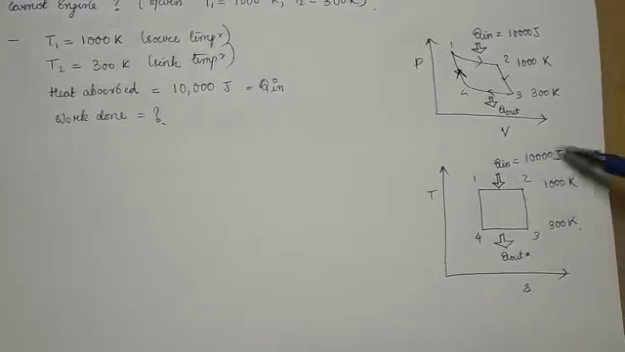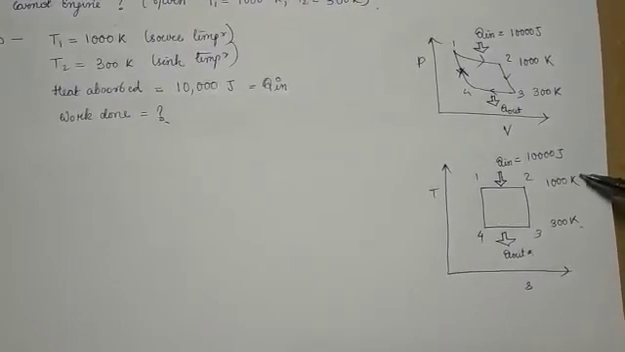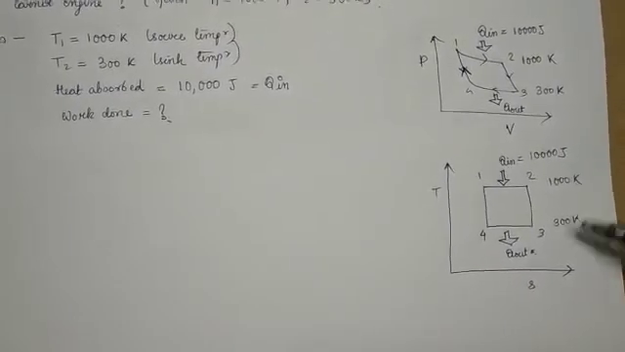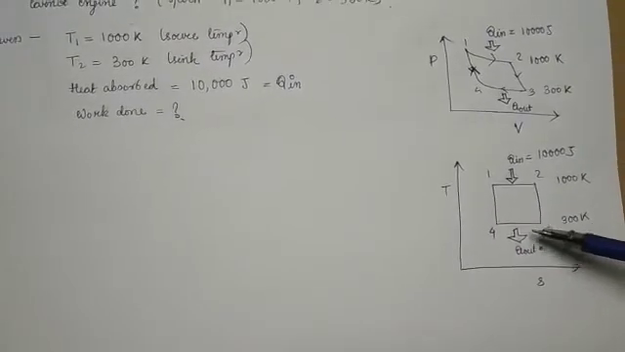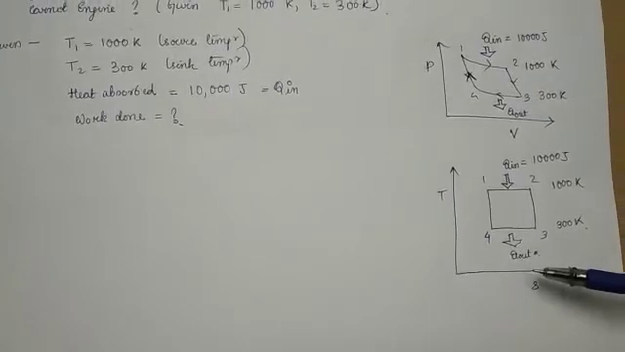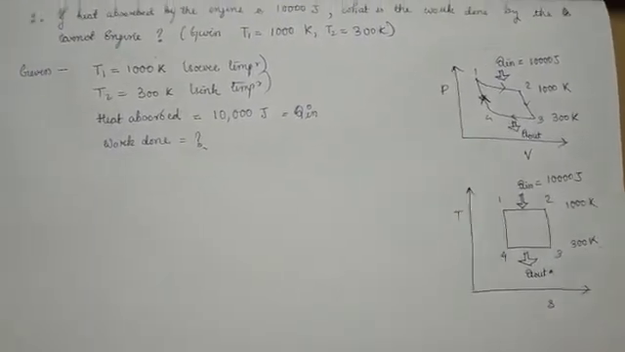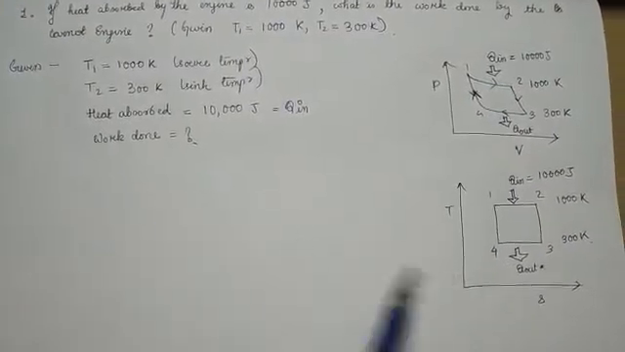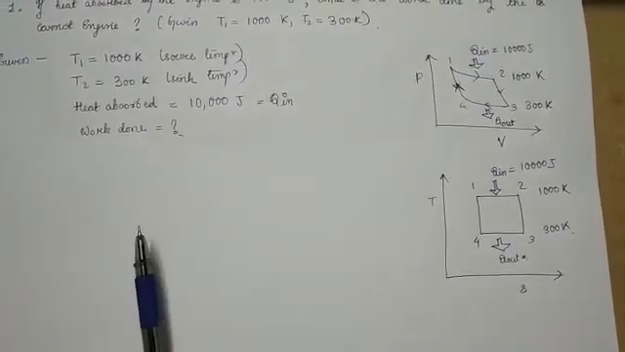Right, so this is a TS diagram. We have Q in 10,000 joule. We have a higher temperature of 1000 Kelvin and a lower temperature of 300 Kelvin, so source and sink. And we have not been given the value of Q out, but that's okay, we have enough values anyway. And we have to calculate the work done, and work done is basically Q in minus Q out. So let's get on with it.